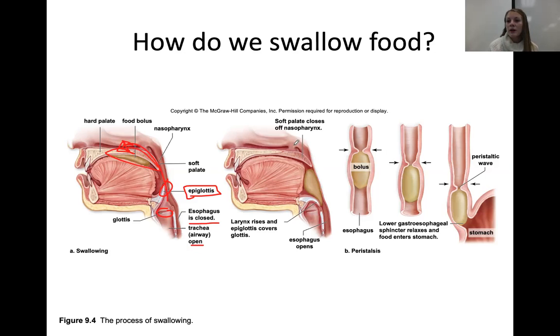But now we're ready to move that food down the throat and into the esophagus. So the esophagus opens, but notice how the larynx rises and the epiglottis covers the glottis. So now we have that dam closing the voice box, or that airway where we normally would be breathing, so that food can go down our esophagus. And here's that visualization from the last slide of how the epiglottis is closed so that food can move down our esophagus. And here it goes into the stomach. The lower gastrointestinal sphincter relaxes and the food enters the stomach.